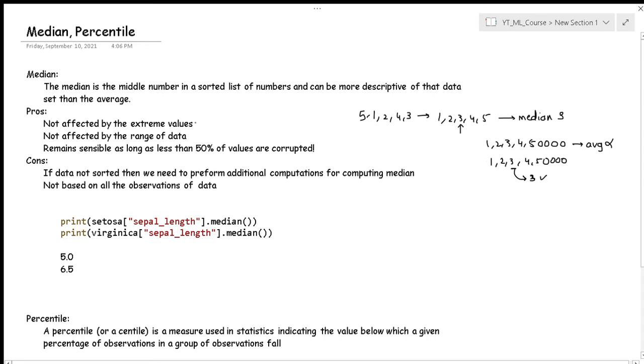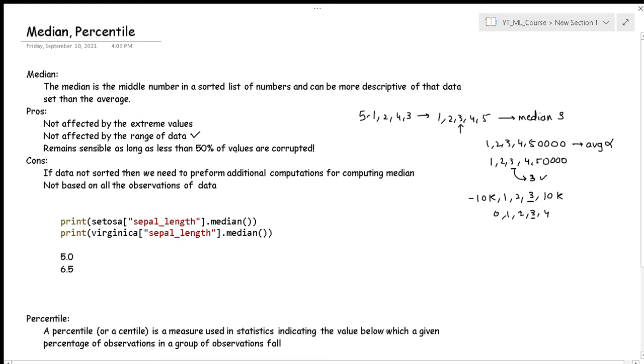Also it is not affected by the range of the data, right? Suppose I have minus 10k, 1, 2, 3, plus 10k, and if I had 0, 1, 2, 3, 4, in both cases my median would have been 3, right? So it didn't get affected by the range of the values. Sometimes this might be a very good point to have, and sometimes it might not be, depending upon our requirements.